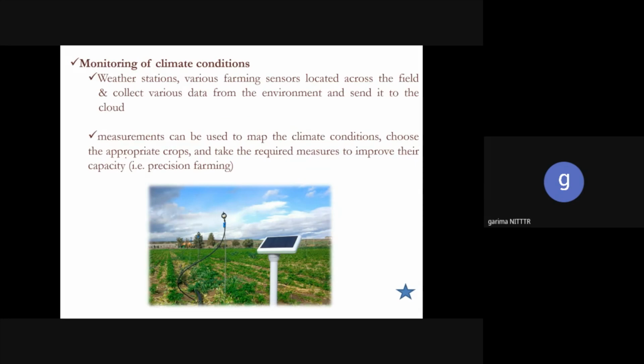So climate conditions monitoring is considered a part of precision farming. You basically have sensors which are measuring information related to the environment and climate conditions, providing that information to the server, and you are choosing solutions, for example, that this particular weather or climate condition is suitable for this particular crop, and so on. So you are improving the capacity, and that is why it is considered a part of precision farming.